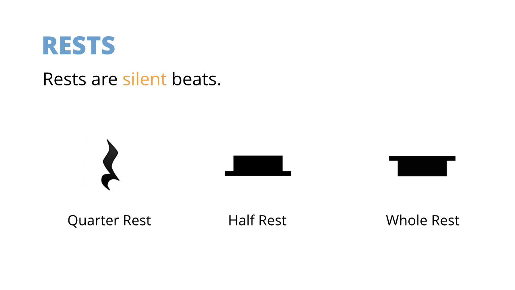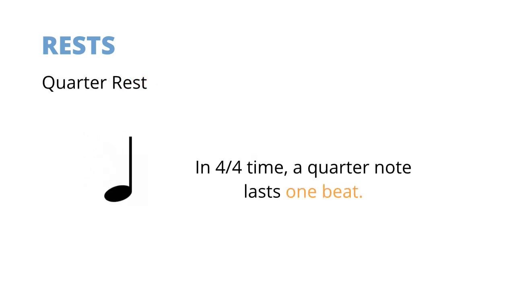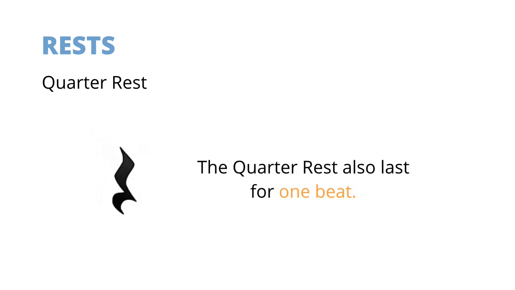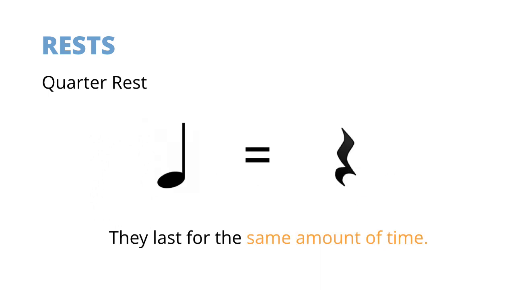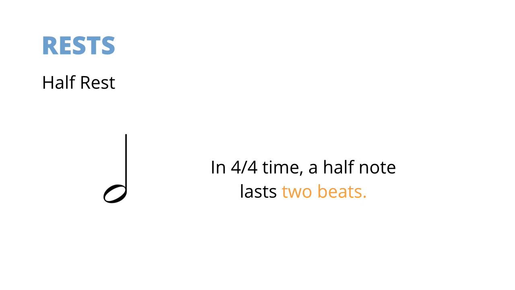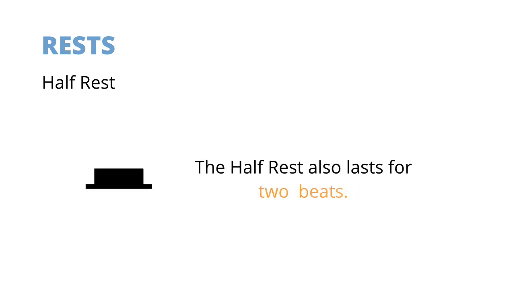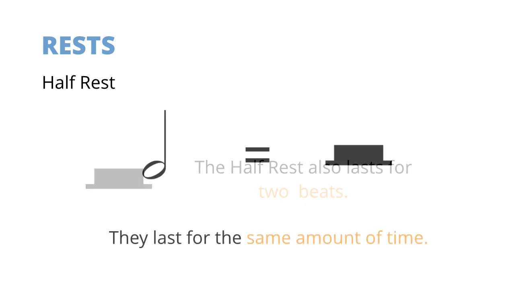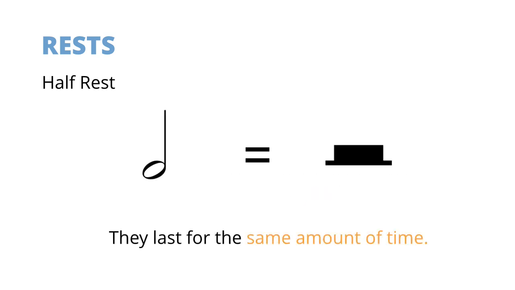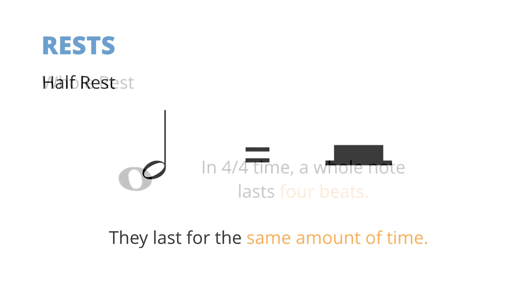The quarter rest, half rest, and whole rest all match their companion notes. For example, in 4/4 time, we know that a quarter note lasts for one beat. The quarter rest also lasts for one beat, it's just silent. They last for the same amount of time. We know that in 4/4 time, a half note lasts for 2 beats, so the half rest also lasts for 2 beats. A half note and a half rest are equal. They last for the same amount of time.